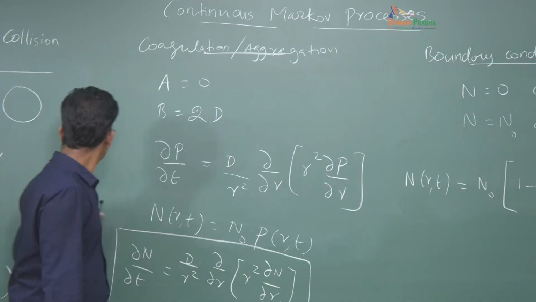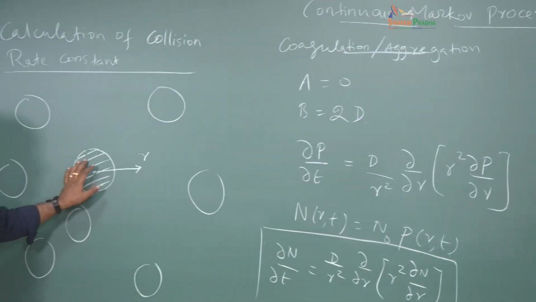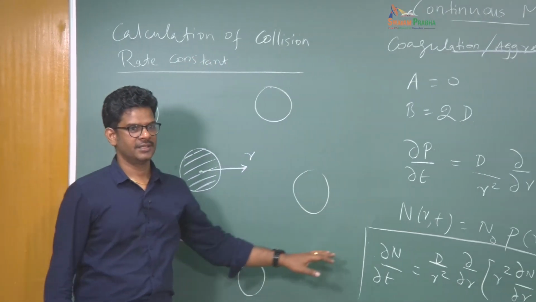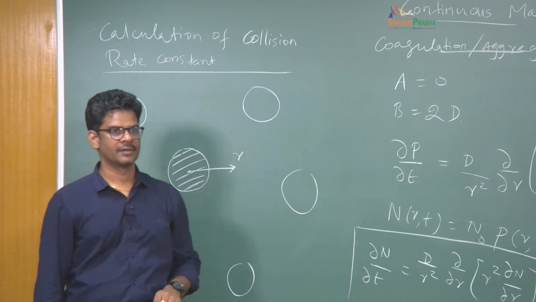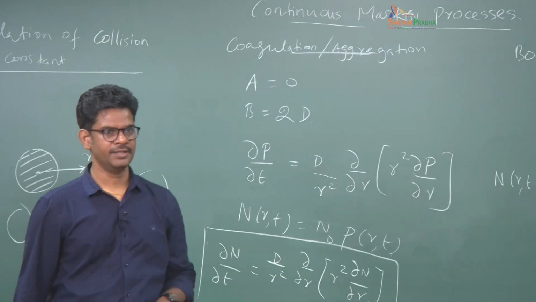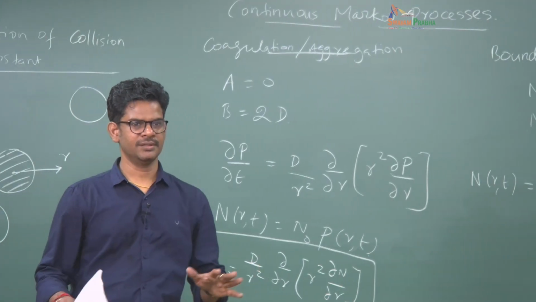So what I'm saying is, at time t equal to 0, everywhere the particle concentration was n naught, the average concentration, right? Initially.